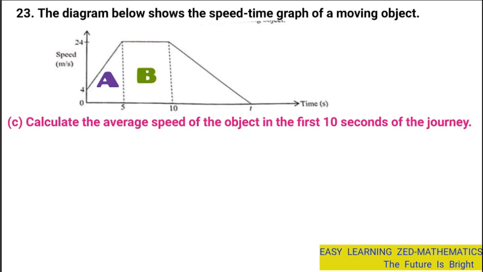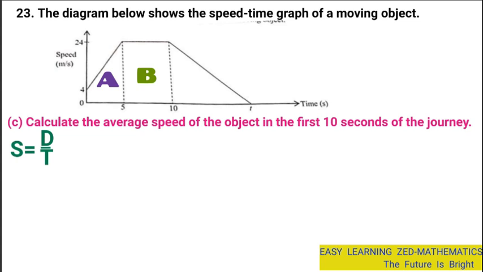That is where they are asking you to find the average speed, not the constant speed the vehicle is moving at, but the average speed. To find the speed, we use this formula: S is equal to distance over time. Now let's check what the distance is.